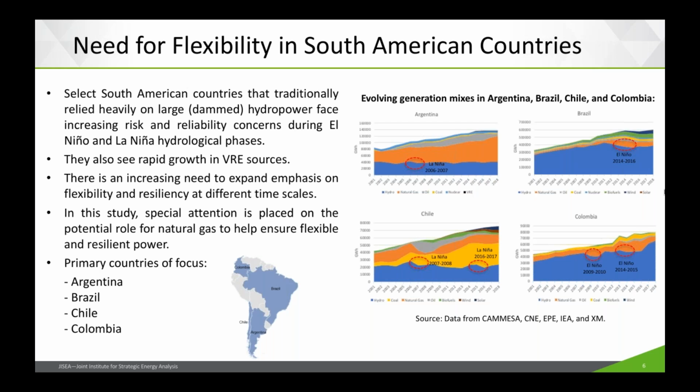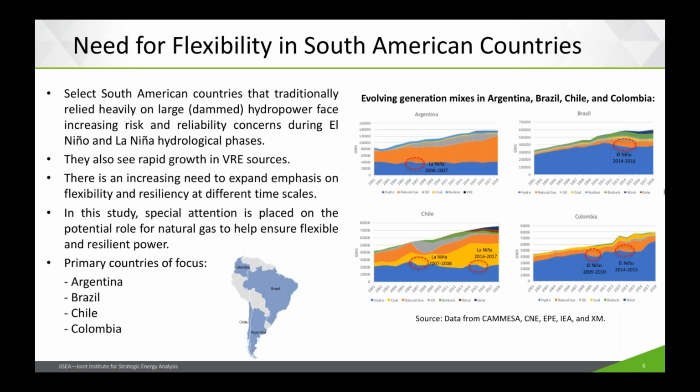And finally, Colombia is very heavily dependent on hydropower. And it also, like the northern part of Brazil, is susceptible to the El Nino years, where hydropower availability can decline significantly.